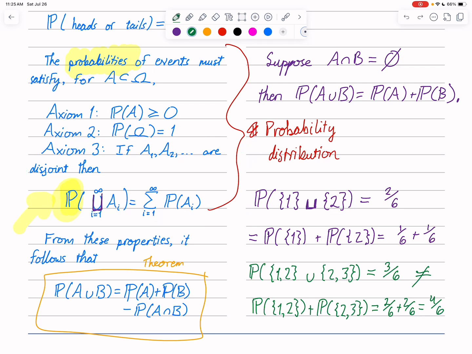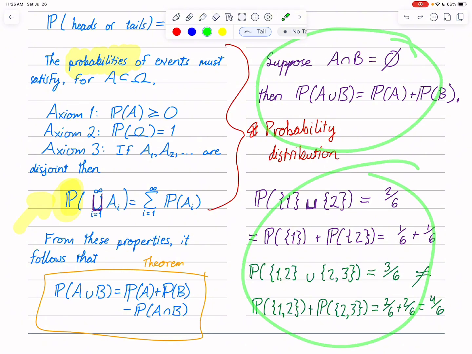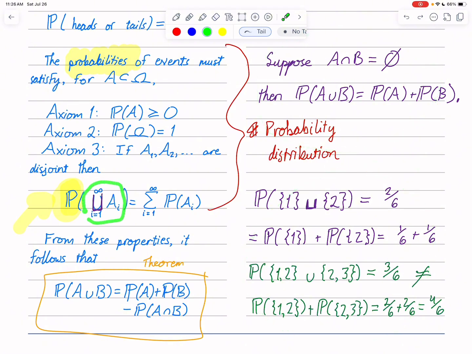So there you have it. That's this axiom 3 applied to two sets. Here, the general version of the axiom is applied to infinitely many sets, right? Any infinite family, you can take their infinite union, and if you take the probability of an infinite disjoint union, then you get this infinite sum of their individual probabilities.